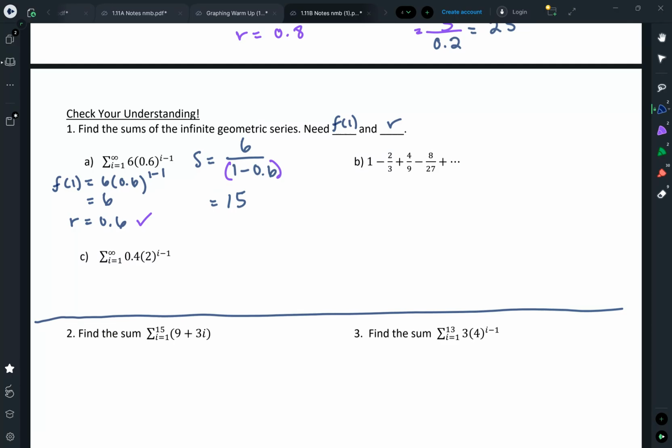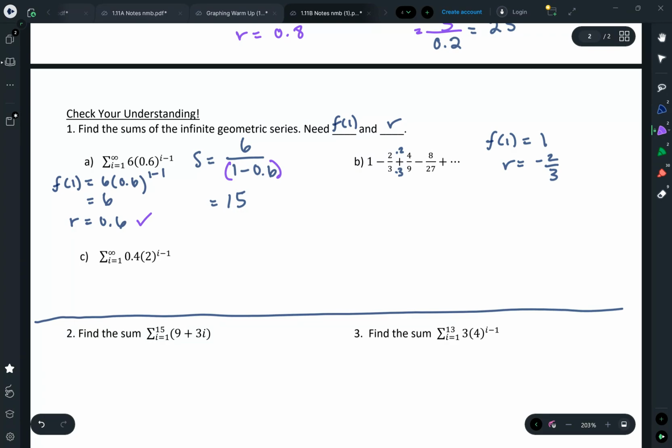For b, we've got to figure out, let's see, we've got our first term. So f of 1 is going to equal 1. And then what is our multiplier? 1 times 2/3 would be 2/3. Let's see, does that work again? 2/3 times 2/3 is 4/9. We've also got a sign switching thing. So r is going to be a negative 2/3. So I have enough information now because r, the absolute value of 2/3 is less than 1. We're good to go. Absolute value of negative 2/3 is just 2/3.